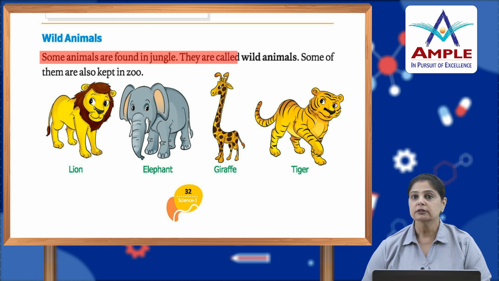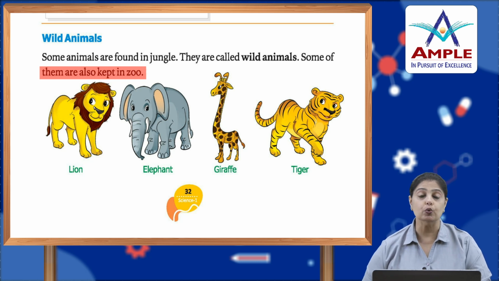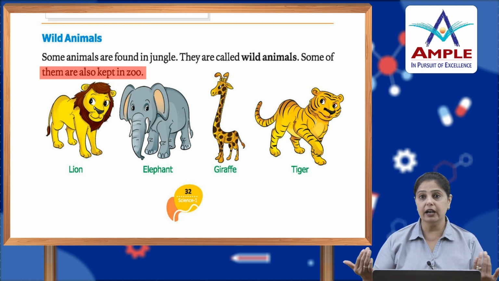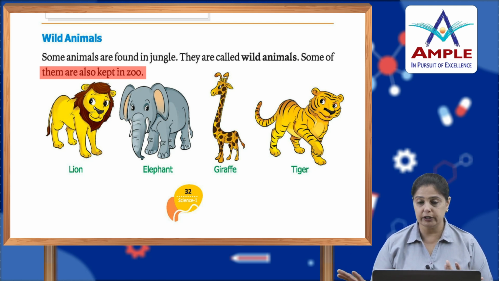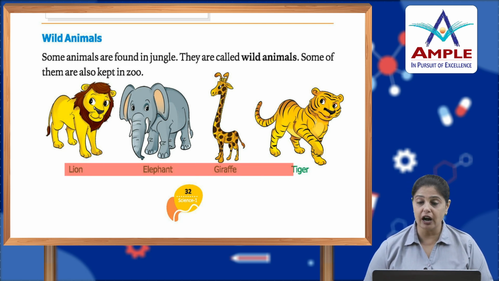Some of them are also kept in the zoo. So, if you want to look at these animals, we generally go to the zoo to see them. Okay. Because they are kept in a cage, or they are kept in an open area and we are outside of that open area and we cannot enter it. Okay. It is a safe zone for them. Okay. So, it is the lion, elephant, giraffe, tiger. These are different types of wild animals.